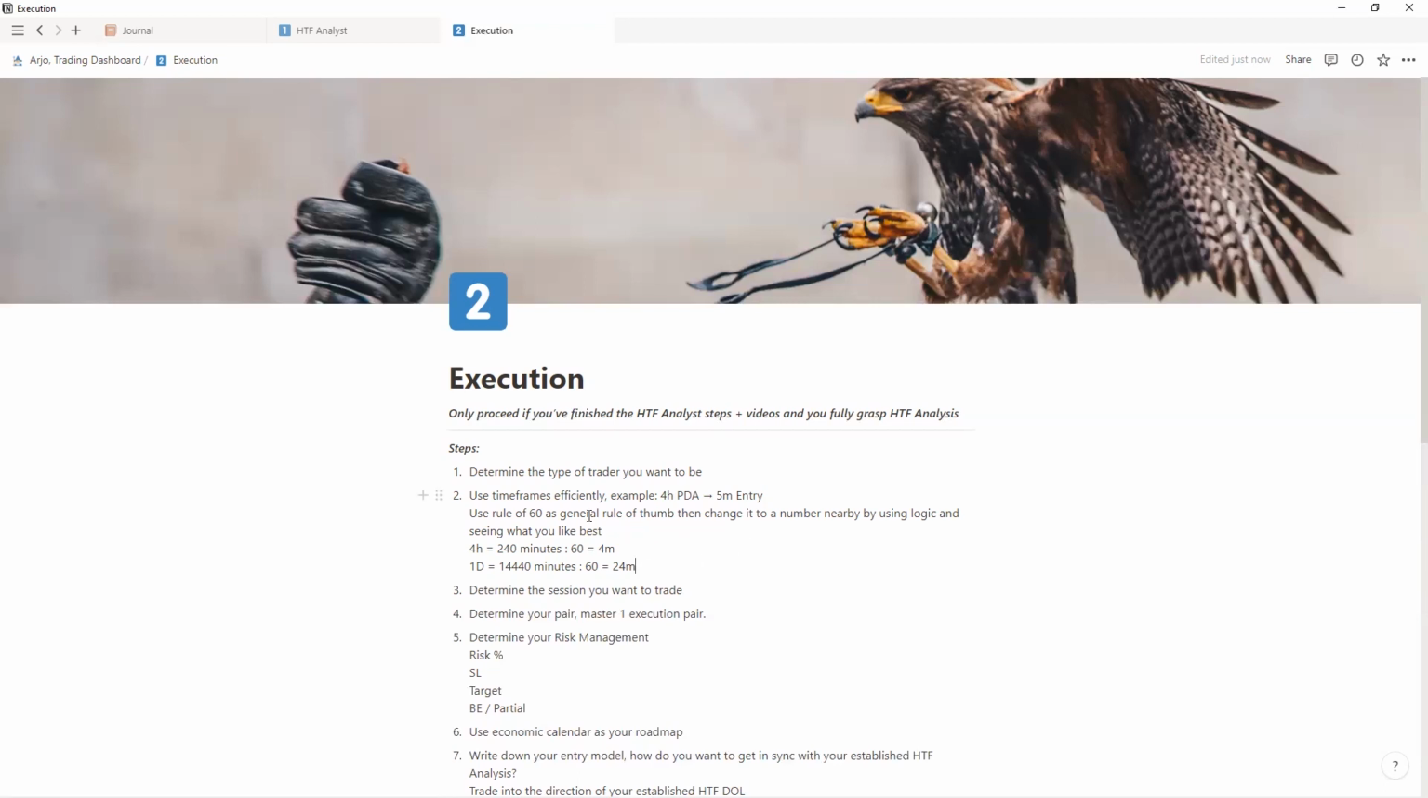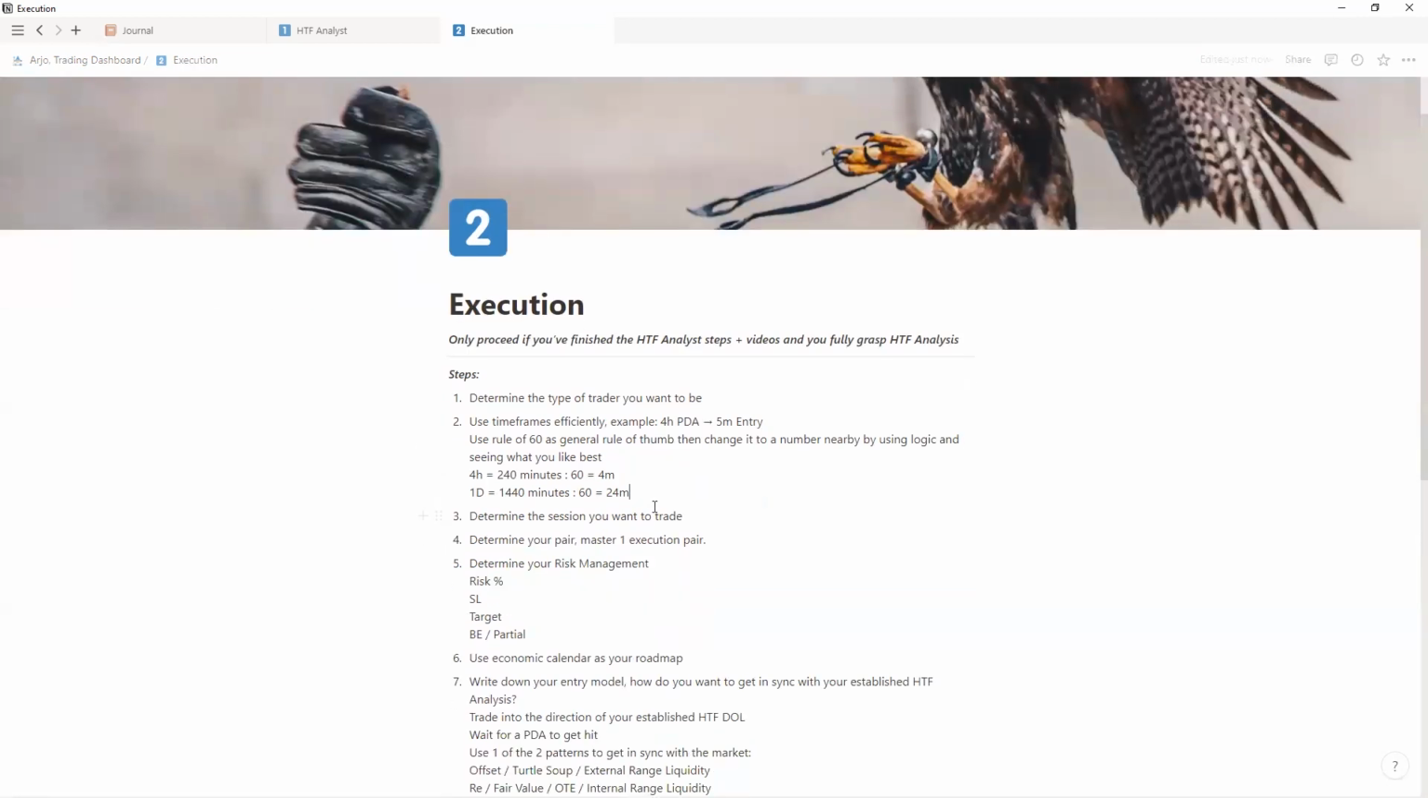So that's it for the rule of 60. You can apply this even to the weekly. Then for the weekly, you would say, this is not 14,000, but 1440. For the weekly, you would say, okay, let's calculate it to the hours. So how many hours are in 1 week? And for the monthly, again, same. You calculate the hours, how many hours are in a month, etc. This gives you a great indication of the entry time frame for your PDA.